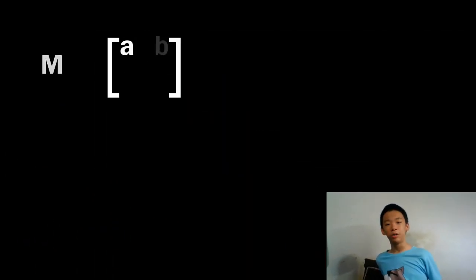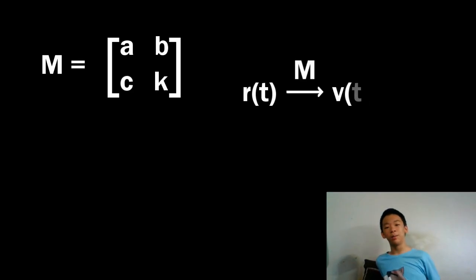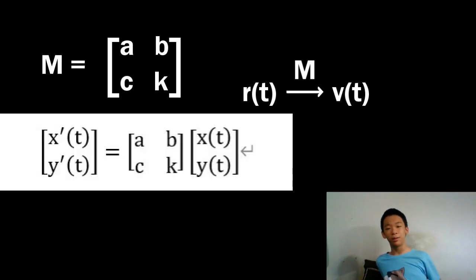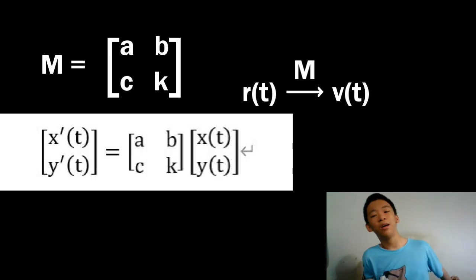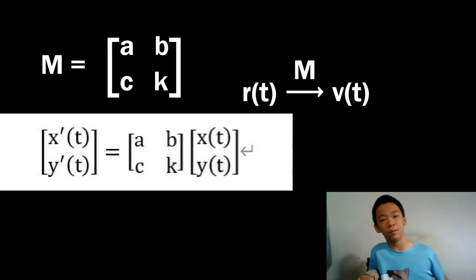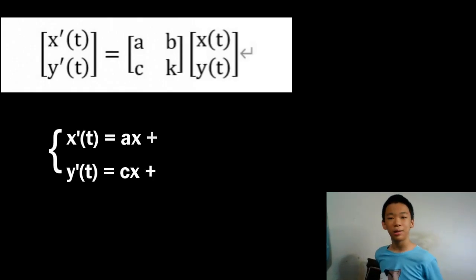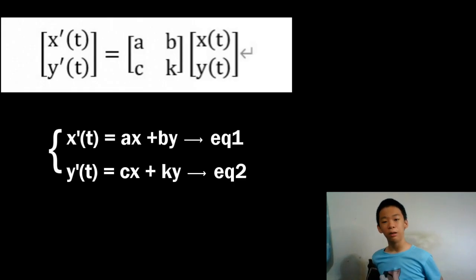What if the velocity is a linear transformation of the position vector? Suppose that there's a 2x2 matrix M, a, b, c, k, such that when M is applied to the position, it gives you the velocity. We can write this as x prime of t, y prime of t equals the matrix a, b, c, k acting on the position vector x of t, y of t. We can use properties of matrix multiplication and expand this like so. We get x prime of t equals ax plus by, and y prime of t equals cx plus ky.